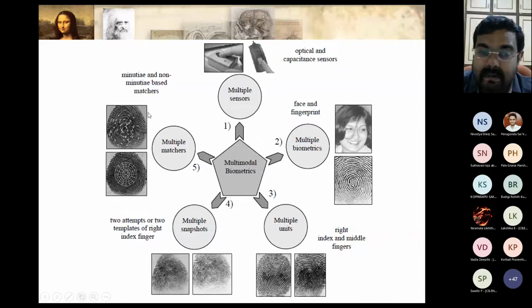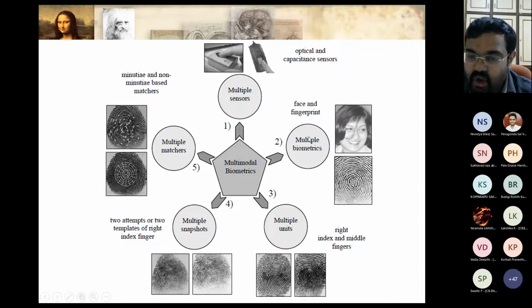And finally, multiple matchers. One matching using some algorithm. If you see this fingerprint, you see some minutiae. These are called minutiae. This is one matcher. You look at these minutiae, you can see in the black some white dots are highlighted. Here you see a totally different kind of pattern taken. So it is a multiple matcher setup that is available. So we can have these different ways to have multimodal biometrics.